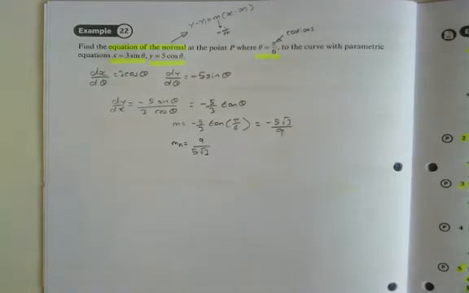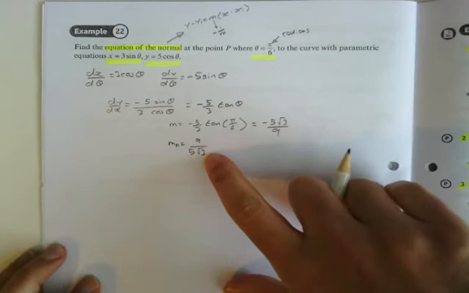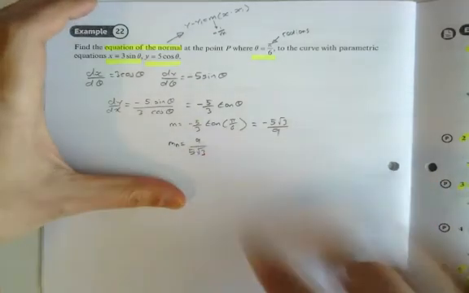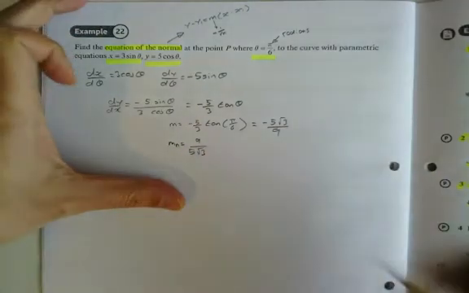Okay, there is something there that I don't like. Can anyone spot what it is? I'm asking that to video with me. You've got a root on the bottom. You don't like that. So we're going to rationalize this.